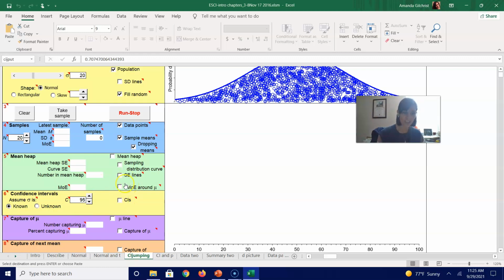And additionally, we're going to click CIs. So we've got that in 6. And then in number 5, we're going to have our mean heap. We want to put our margin of error around mu.